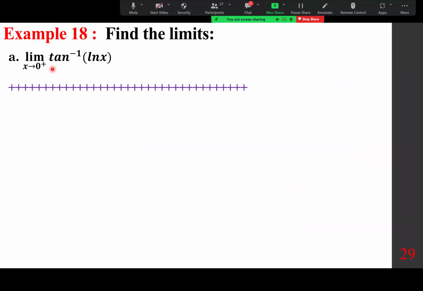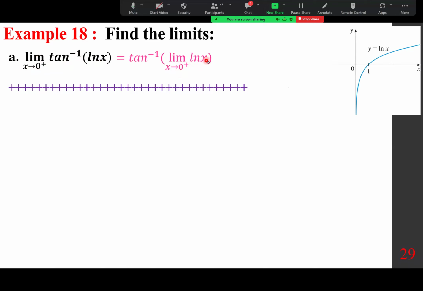Find the limit of tan inverse of ln x as x approaches 0 from the right. Since the limit applies to x, let's put it in, and we write tan inverse of the limit of ln x as x approaches 0 from the right. We should remember this, and the best way to remember it is to remember the graph. So this is negative infinity. Tan inverse of negative infinity.